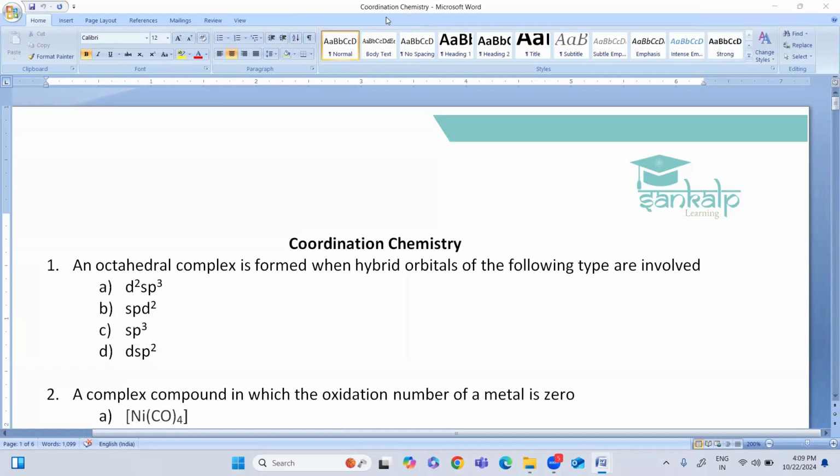So today we are going to start with a new topic. The topic which we are going to start today is coordination chemistry. Already we know what coordination chemistry is. What do you know about coordination chemistry? What are coordination compounds? How are you going to define it?